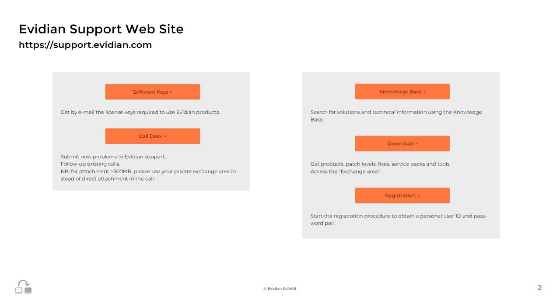For downloads, you can get products, patch levels, fixes, service packs, and tools. You can also access the exchange area here. Finally, the registration process enables you to initiate the procedure to obtain a personal user ID and password pair, granting you access to all Avidian support services.